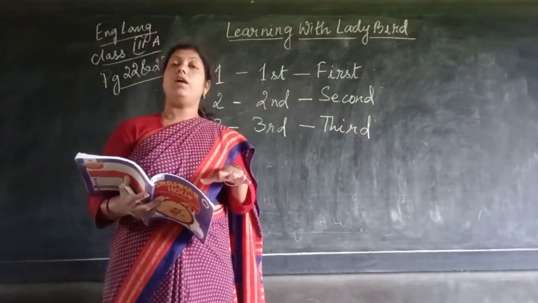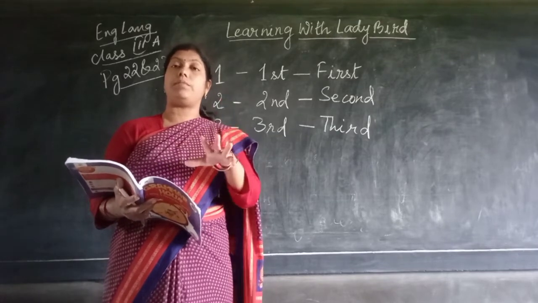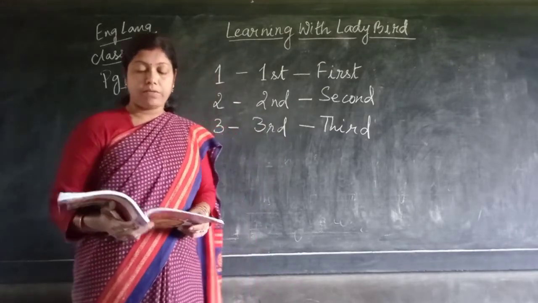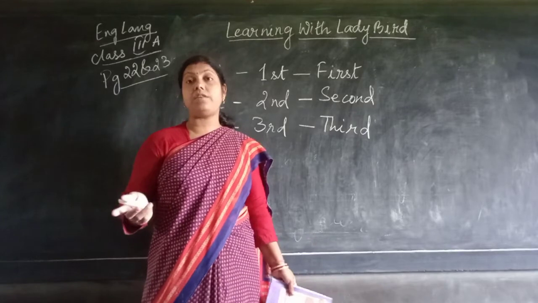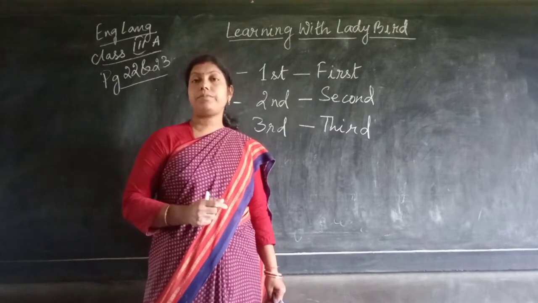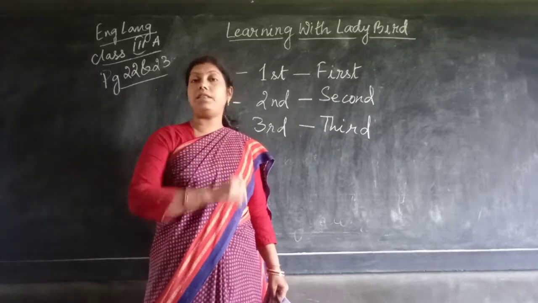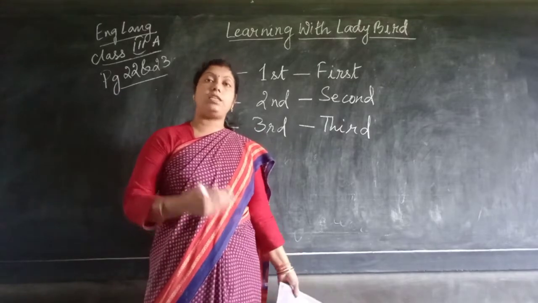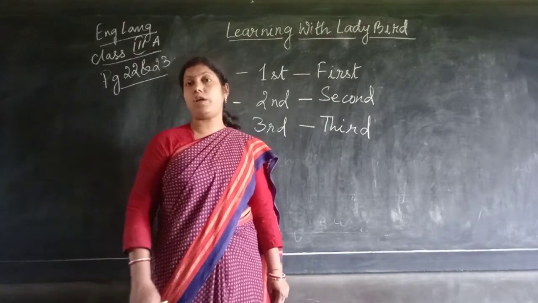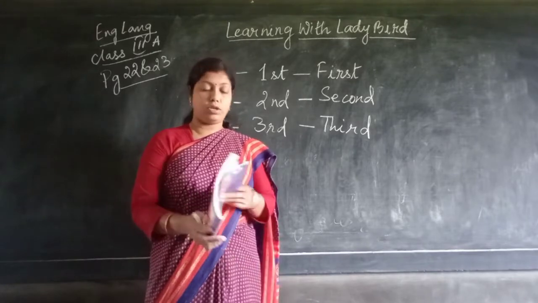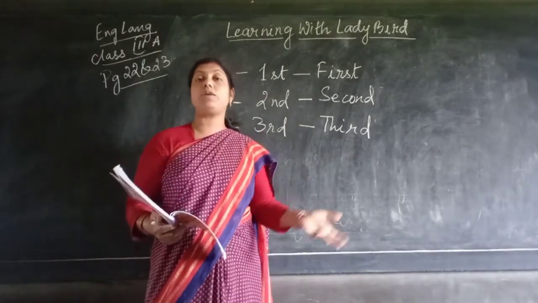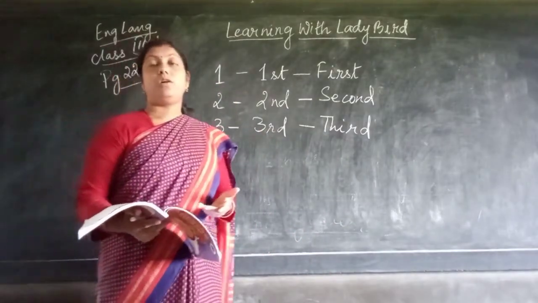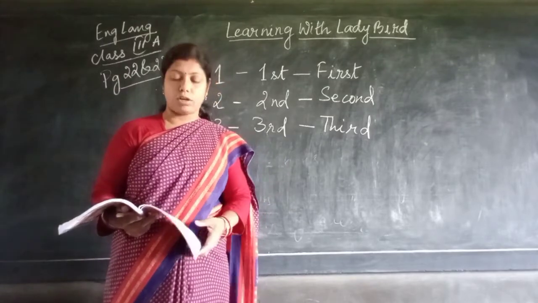In what type of sentences do we use ordinal numbers? For dates, like 1st April. Today is 7th April. Yesterday was 6th April. Tomorrow will be 8th April. We can use them for birthdays, for months. This is the second week of the month. For all this type of sentences we use ordinal numbers.